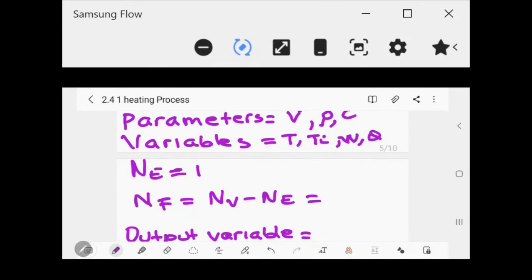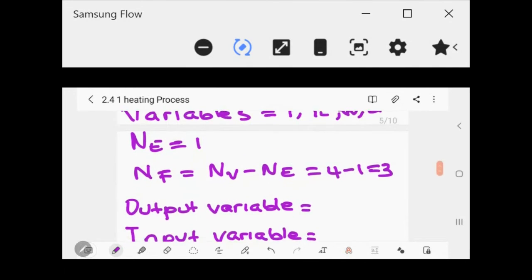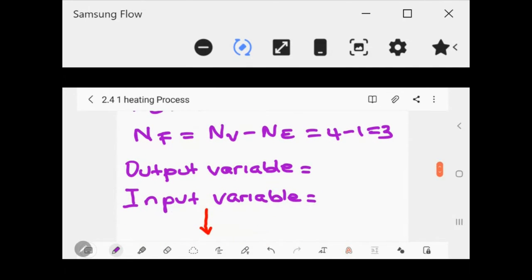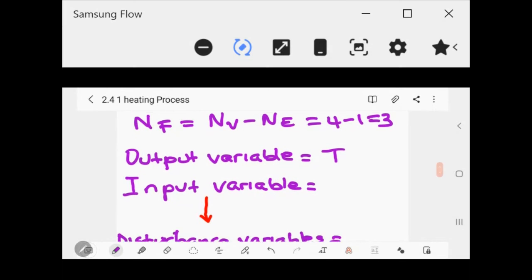One, two. The degrees of freedom, has anybody calculated them for us? Yes, it is the energy balance. Has anybody calculated? Definitely. It's three. What's the output variable? It is temperature. That's exactly what we want to control. And how about the input variables then?